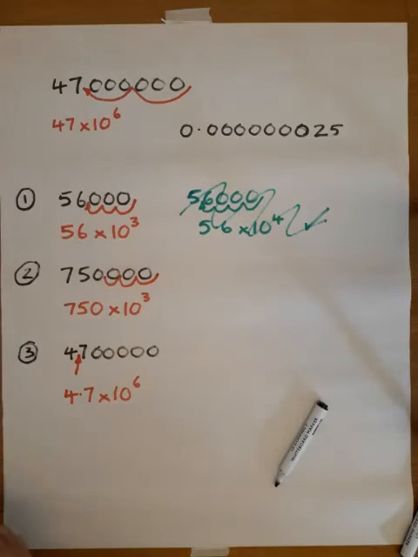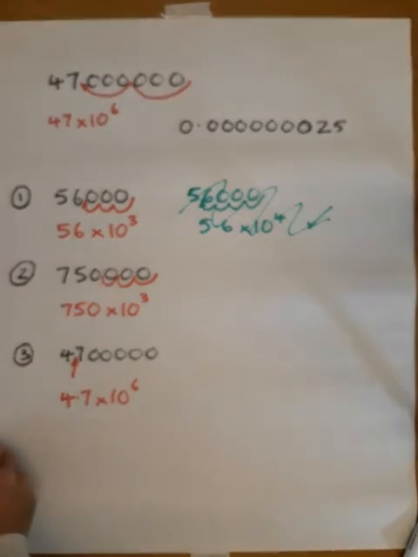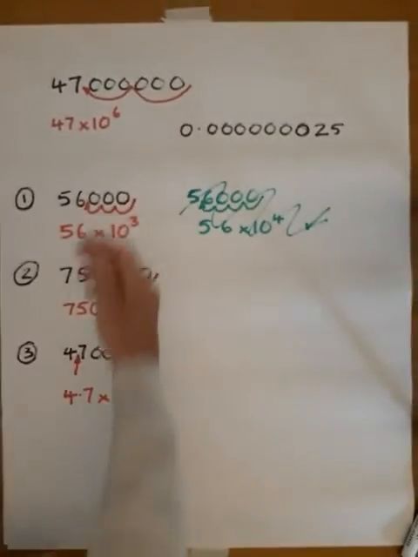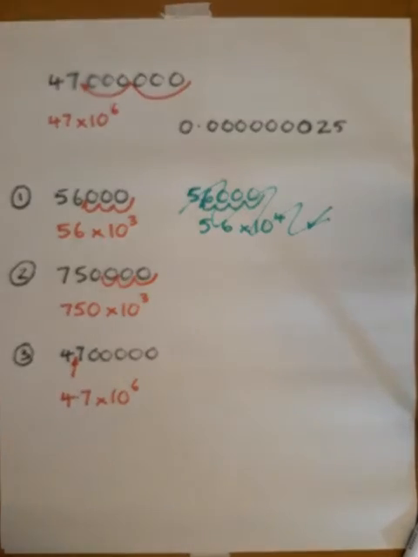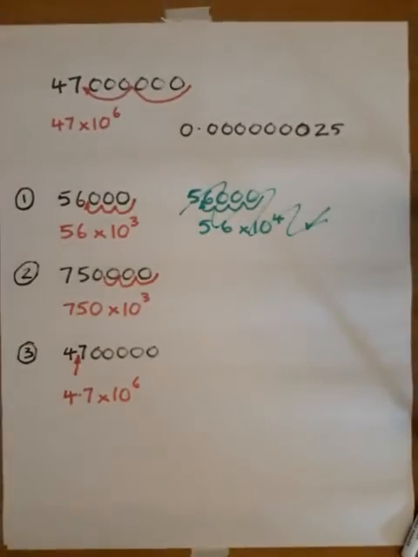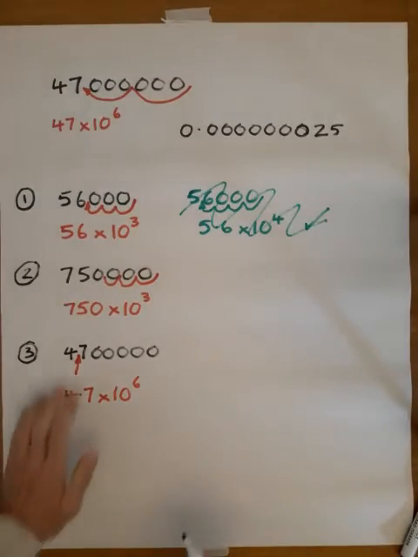Right, so let's have a look at some numbers that are smaller than 1. These were all big numbers, much greater than 1. Let's deal with numbers which are much smaller than 1.